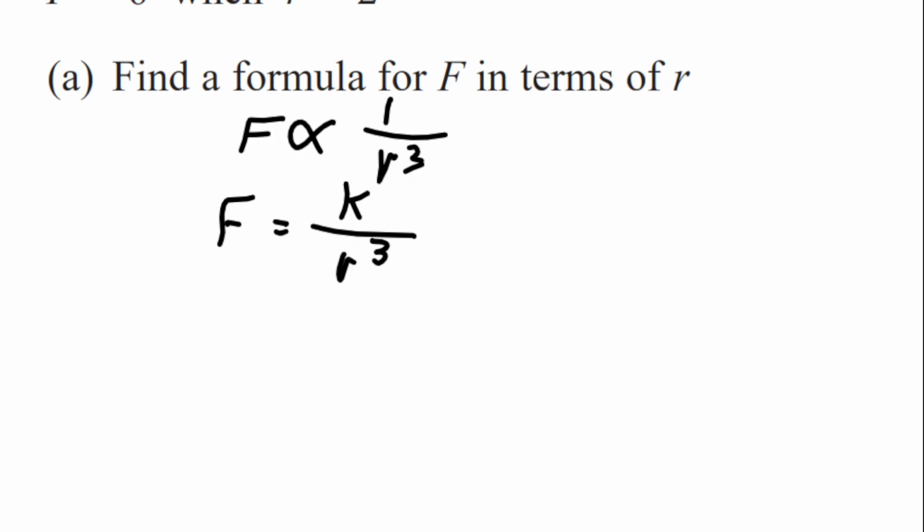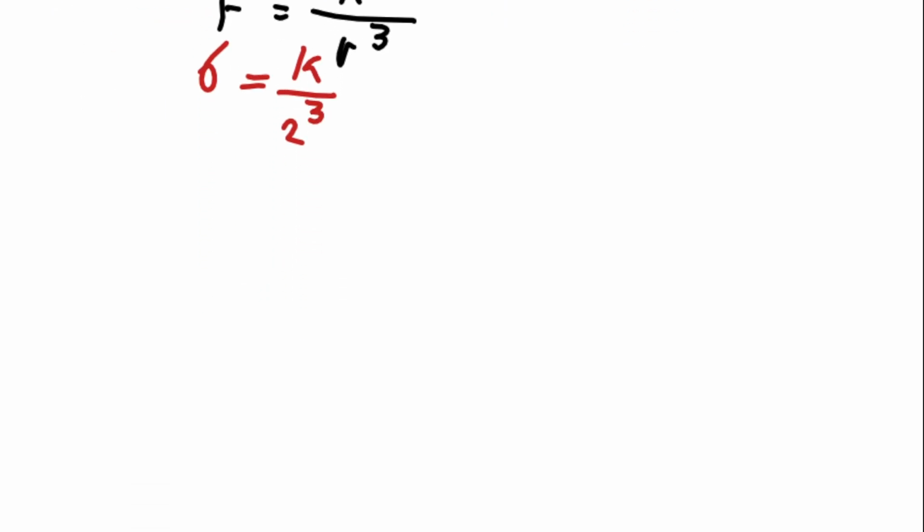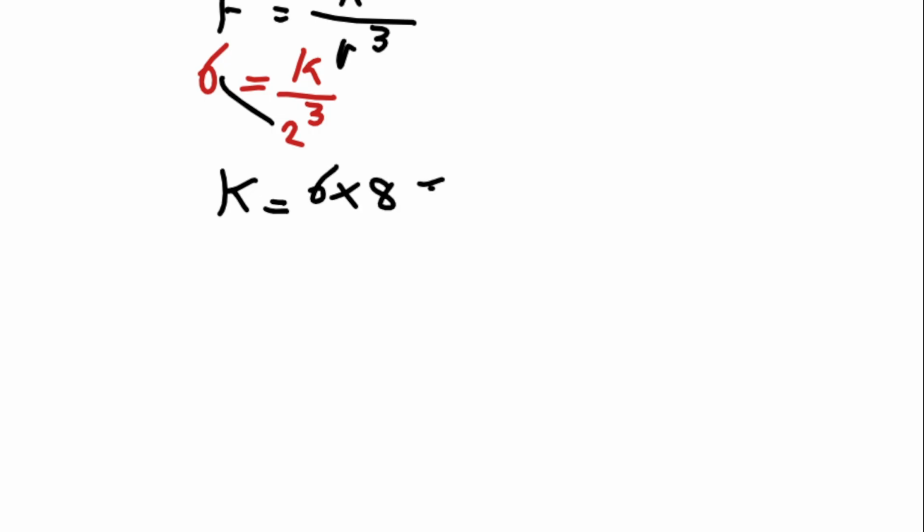Then substitute the value of f and r. F is 6, so 6 equals k divided by r, which is 2, so it's 2 cube. From this, we can just do the cross multiplication to get k, right? Multiply this, gives you k. So k equals 6 times 2 cube, which is 8, so k is 48.